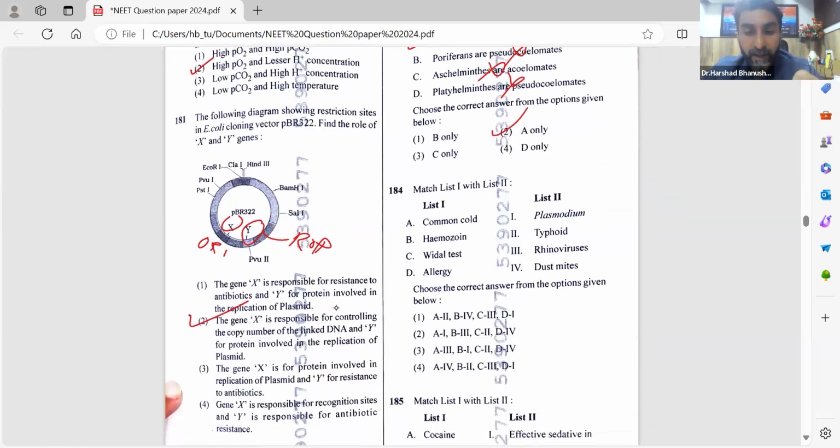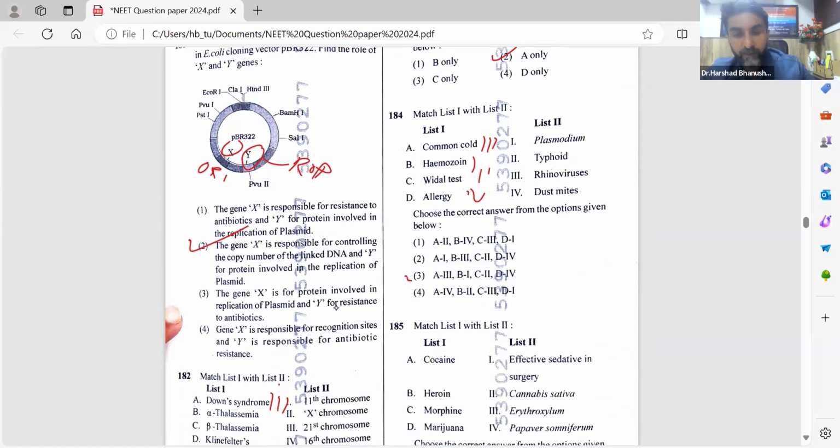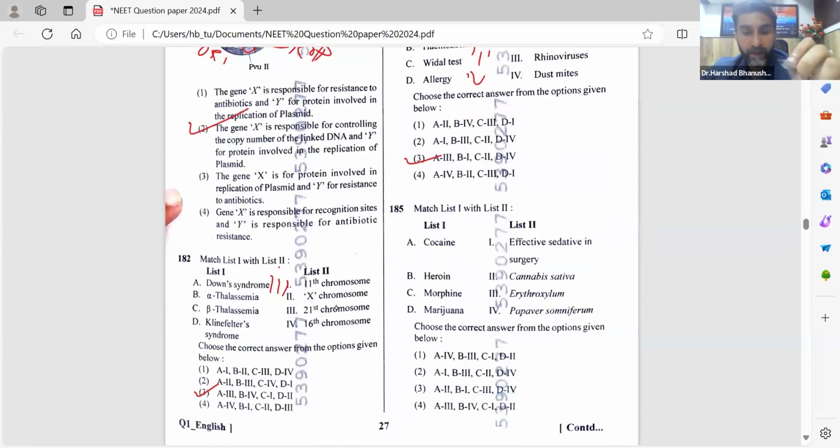Common cold is caused by rhinovirus, so A would be 3. Hemozoin is released by Plasmodium. Widal test is for typhoid, and allergy is caused by dust mites. So it'll be 3, 1. So A3, again, straightforward. There is only one option. Cocaine is from Erythroxylon. So again, A3. And heroin is obtained from poppy. So B4. Again, if you see A3, B4, there's only one option.